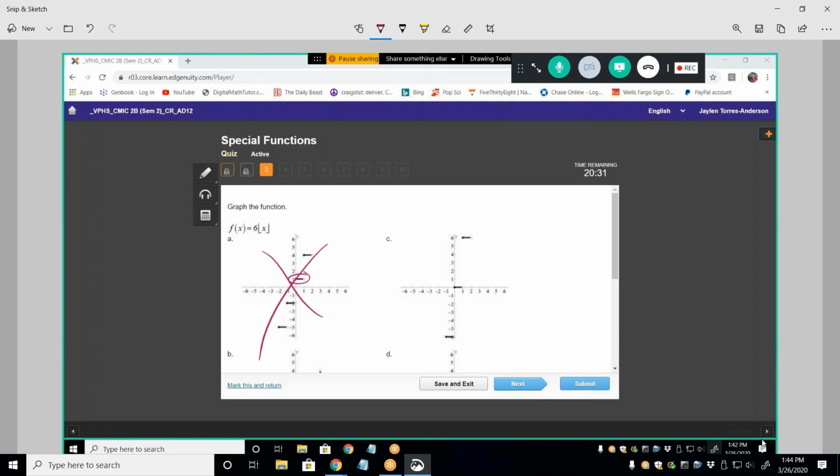Let's look at C. Okay, here we're close. It looks like, yeah, whenever x is exactly 1, then the greatest integer function between 1 and 1.99 would be 1. In other words, if I write here the greatest integer function of 1.9, what is that? What number?